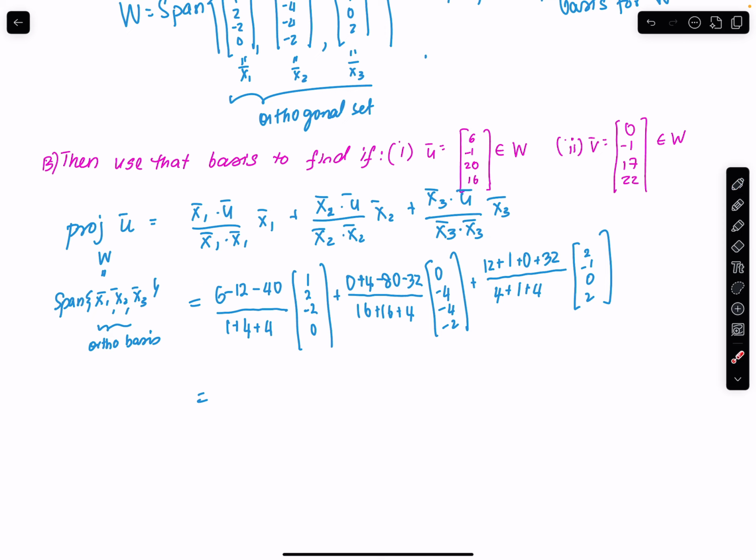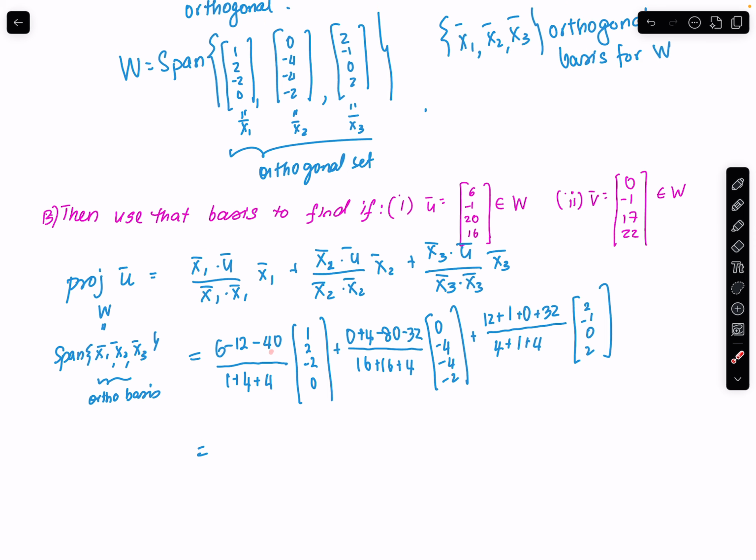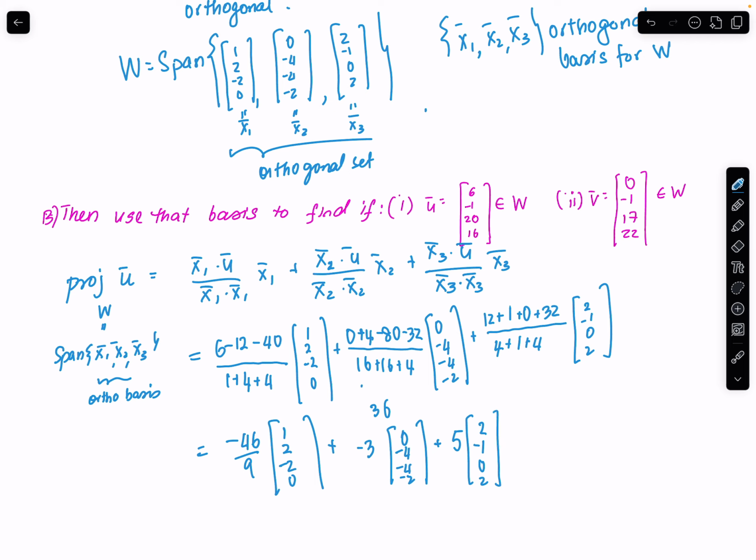This is minus 52 over minus 52 plus 6, so minus 46 over 9. What is this guy? You have a 36 in the denominator. What do you have in the numerator? You have a negative 108. And that is 3 times. So this is minus 3. Let's see, what do we have here? 44 plus 1, 45 over 9, 5. You have that, okay?